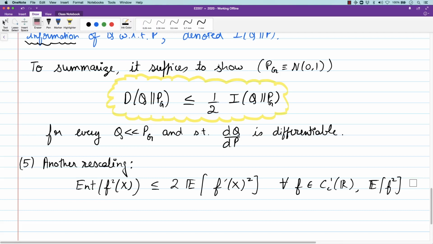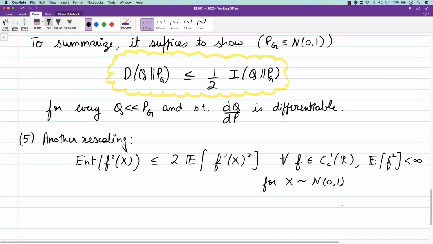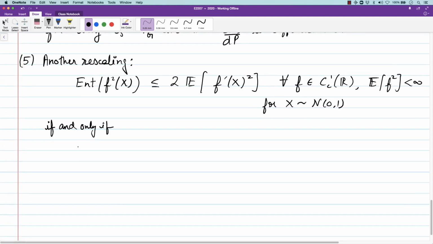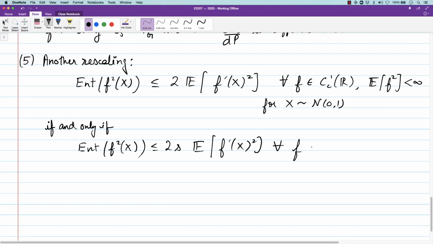Or let's say finite, instead of a more convenient form, where for x distributed as standard normal, this inequality holds if and only if it holds. So now I'm trying a different random variable here. If this holds for all f, okay, I'm changing x to x bar. For now, we'll use a different distribution for x bar that has Gaussian, 0 mean and variance s.